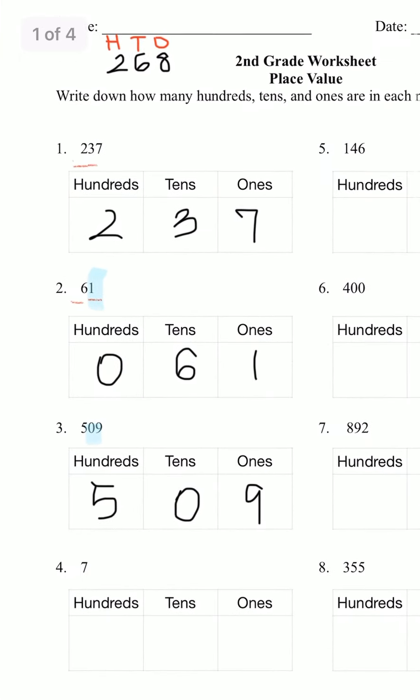Let's try number 4. We have 7, and 7 is just a 1-digit number. So we're not going to use the hundreds place or the tens place. We're just using the ones, okay? So 0 hundreds, 0 tens, and 7 ones.